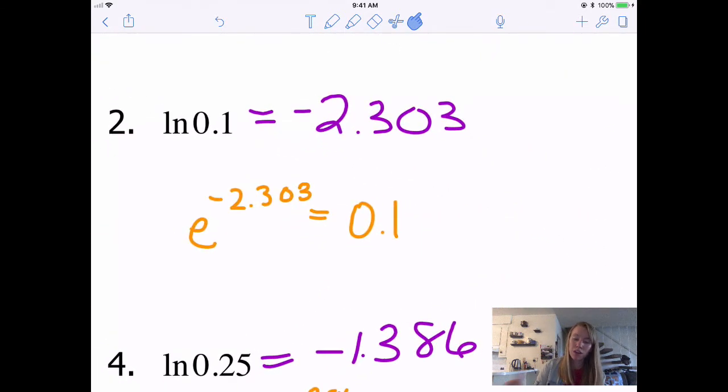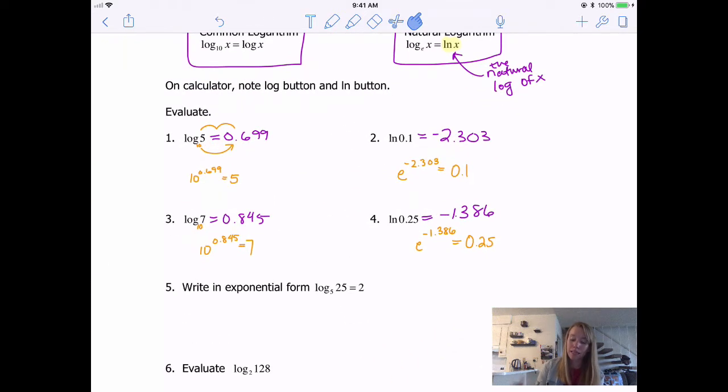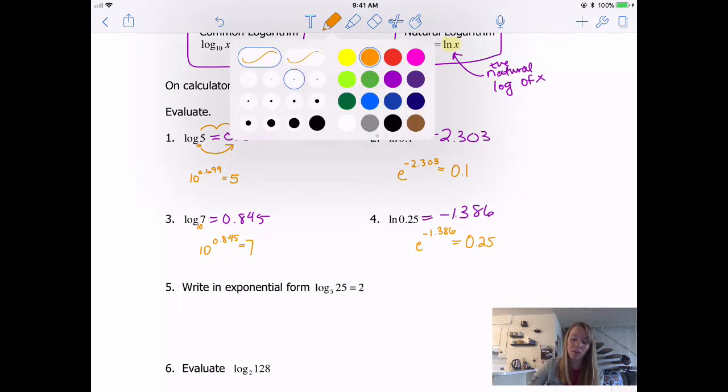Number 2, since we're doing natural log, our base is e, or 2.7-ish. So e to the -2.303 power should be roughly 0.1 or 1/10. And then the same kind of thing with 3 and 4. So it's not a bad idea to check these or rewrite them while you're getting used to it, but that's kind of what's going on here.